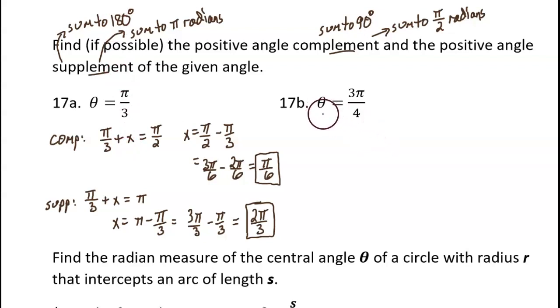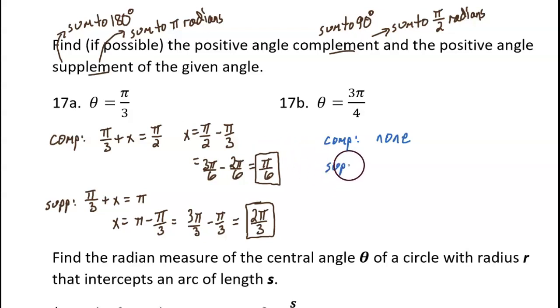Next, number 17b. Let's try to find a complement. Think about what complementary angles are: two angles that add up to pi over 2 radians. But our given angle is already greater than pi over 2 radians just by itself. So there would be no positive angle that adds to this to equal pi over 2. There is none. That's like in geometry class where you were given an angle that was more than 90 degrees to start with, and you were asked for its complement, and you had to say that there was none.